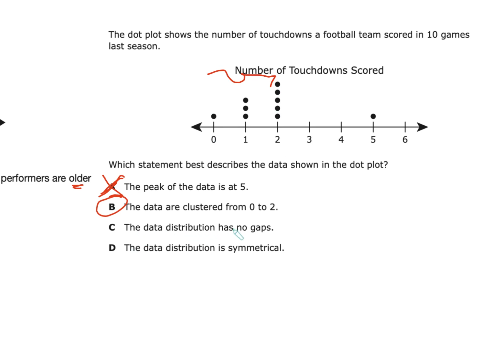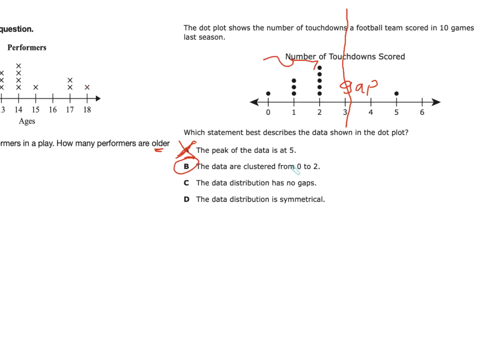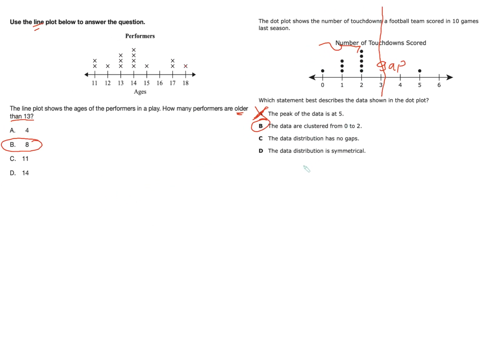The data distribution has no gaps. That is false. There is a gap right here in the middle. And then it says the data distribution is symmetrical. Now we know what it means to be symmetrical. The left-hand side and the right-hand side must be equivalent. Line of symmetry, since it's going from 0 to 6, is right down at 3. And notice that the left and the right are not identical. So your answer is B, where it says that the data is clustered from 0 to 2.